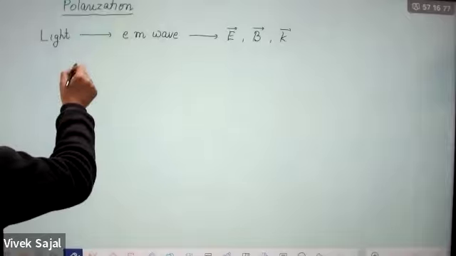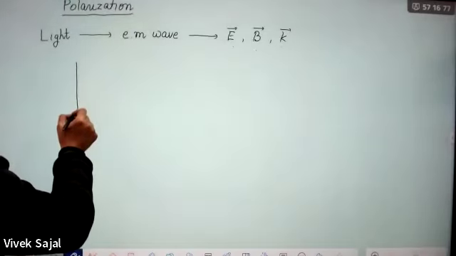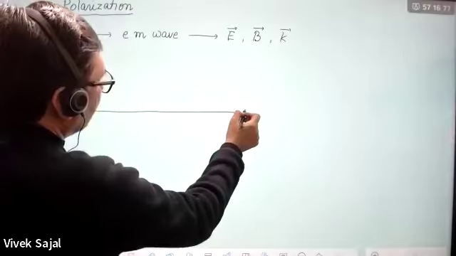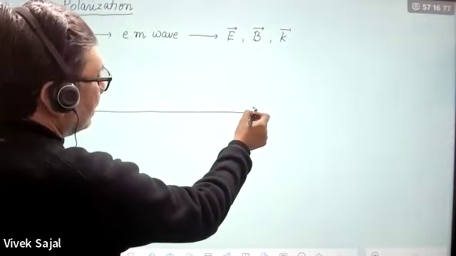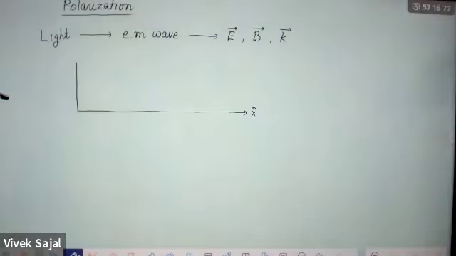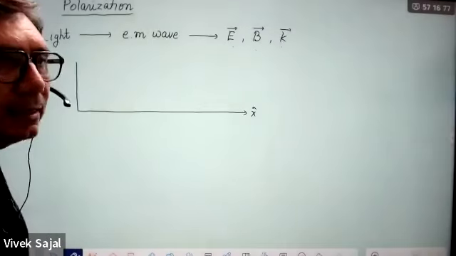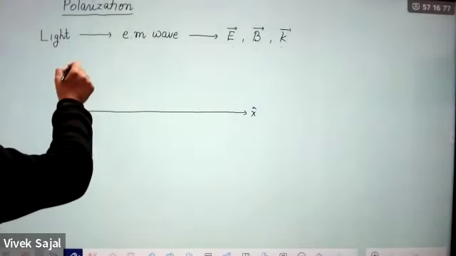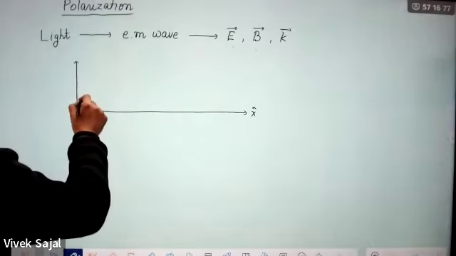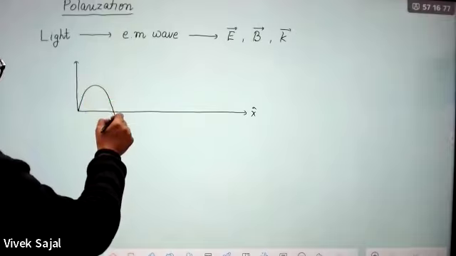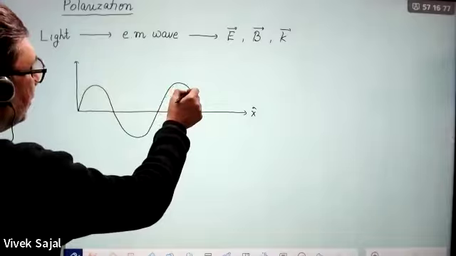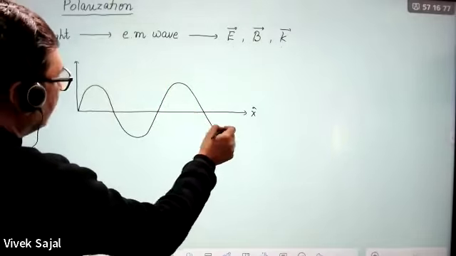So for example, if the electromagnetic wave is like this, suppose this is the x direction, x cap direction. I am assuming this light is traveling in the x direction, and the electric vector is in the y direction. So what type of electric vector? The electric vector of this electromagnetic wave or light will be something like this.